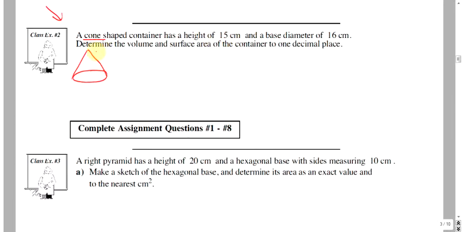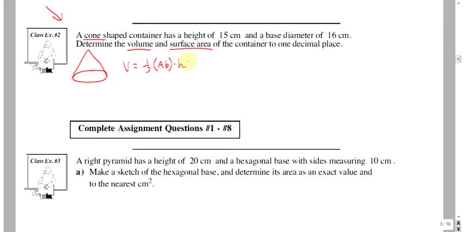What's step 2? Has a height of 15, diameter 16, determine the volume and surface area. So it's like 2 questions in 1. Okay, that's step 2. Find out what they're asking for. I got the shape, I want to find the volume. What's the formula for volume of a cone? You look it up on your formula sheet. Here's all you have. 1/3 area of base times height. Okay?